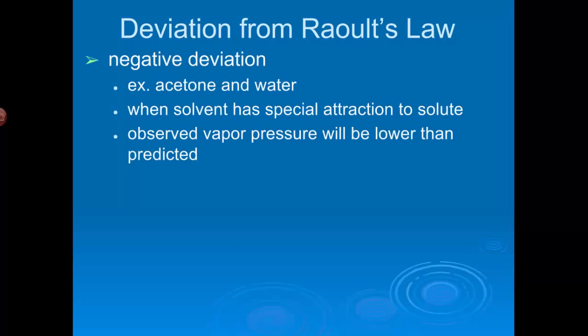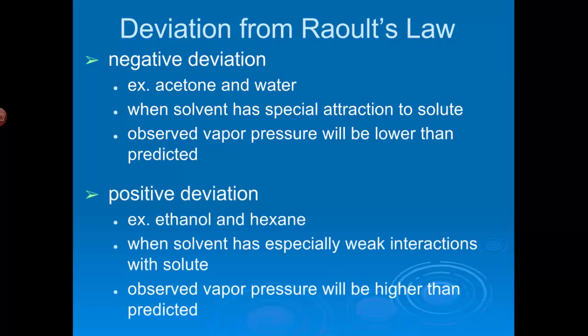Now, it's possible to deviate from Raoult's law. Sometimes you'll have a solvent and solute that attract each other, acetone and water, for example. Acetone and water are attracted to each other. They both have the ability to hydrogen bond. And so that means that the vapor pressure that we observe is going to be lower than we predict, because we're not taking into account the fact that they're attracted to each other. If they're attracted to each other, they're not going to let each other out of the liquid very easily, and you're going to have fewer vapor particles above the liquid.